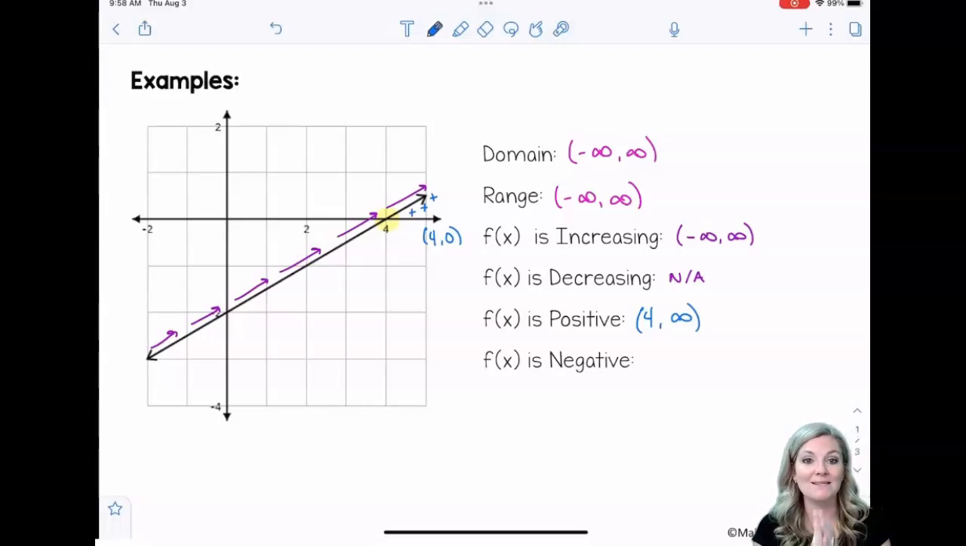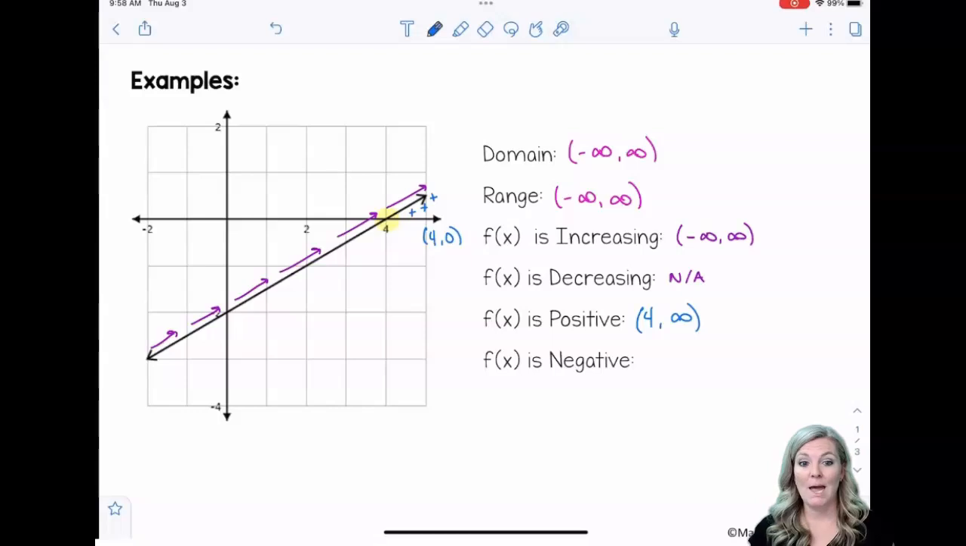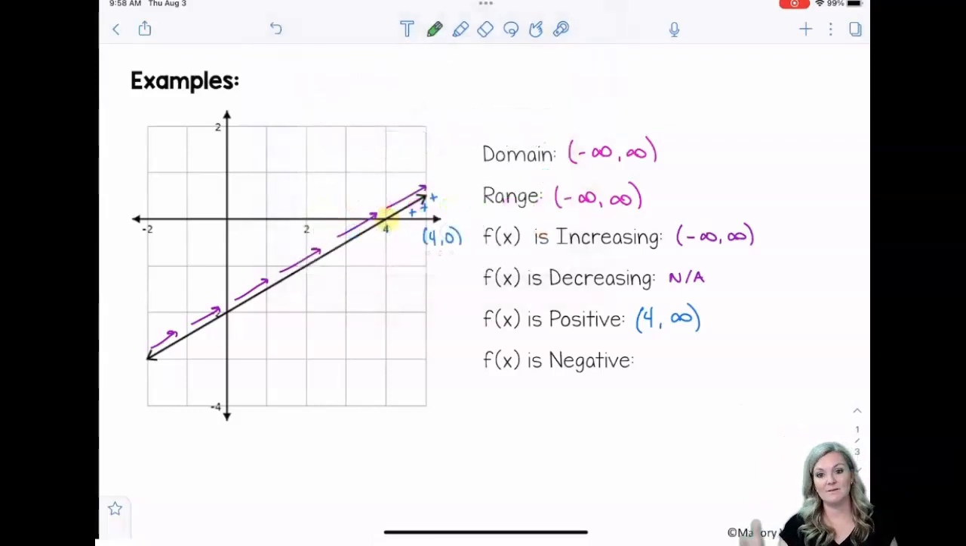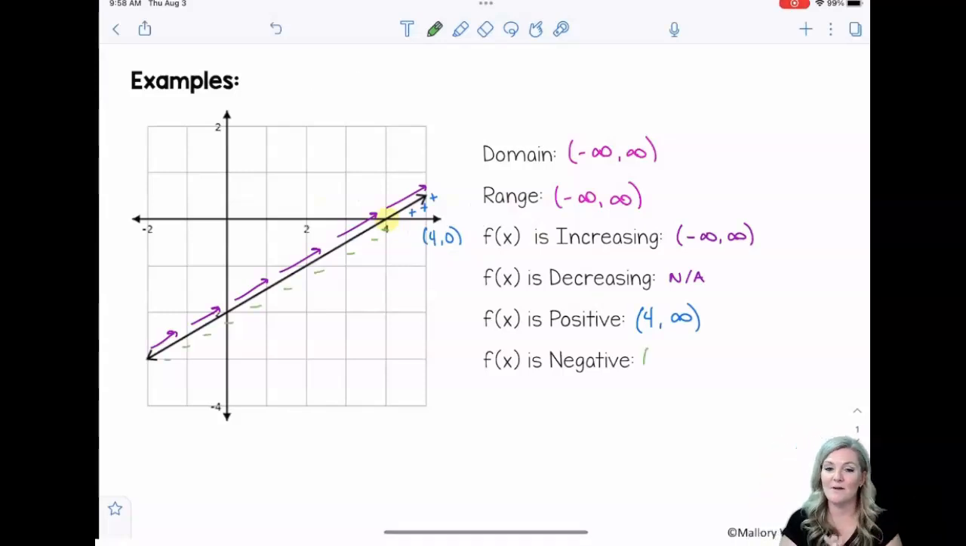The bracket means that it's included in the interval. Now, I am not saying that there's not an ordered pair at 4. There is. I put that in the domain and range. But it is not positive at 4. Now let's talk about where it's negative. Again, I draw some positives where it's positive. I draw some negatives where it's negative. In future slides, I'll also do some highlights on top of all of that.